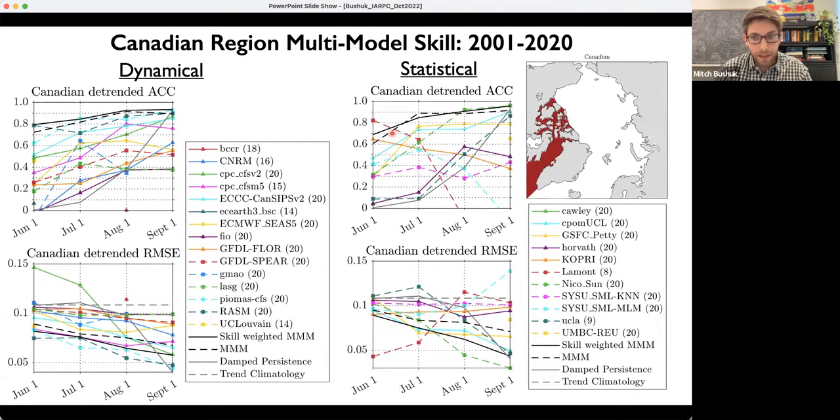This plot shows the Canadian archipelago and Baffin Bay. Generally, skill is lower in this region, and this is kind of notorious as being a hard to model and hard to predict region. There are some models that do have some tantalizingly high skill, such as RASM and Biomass, for example, but also quite a few models that have fairly poor performance.